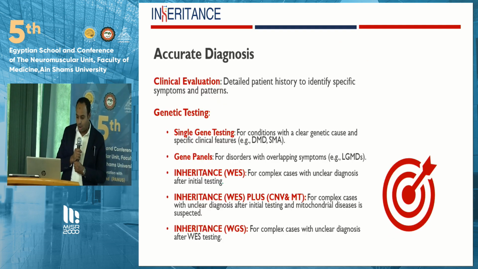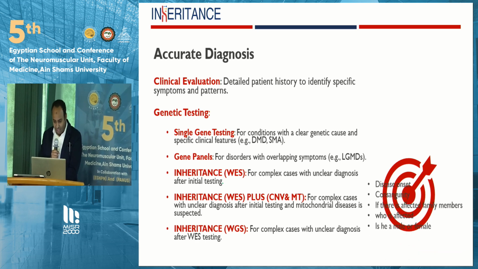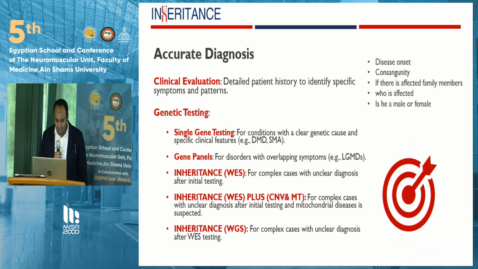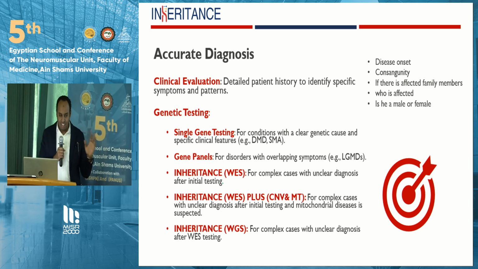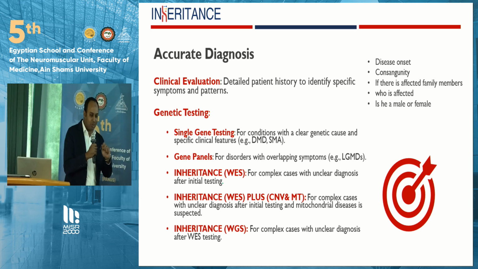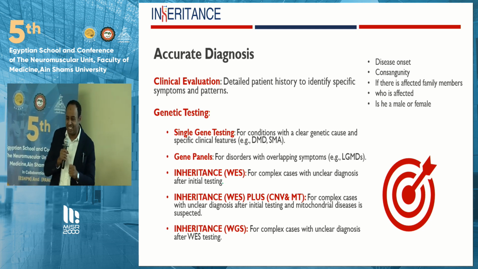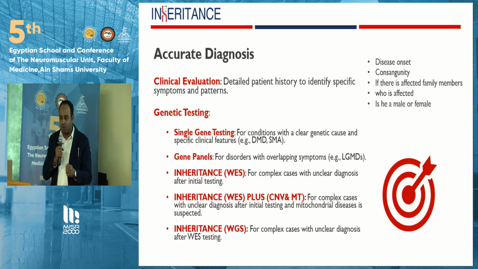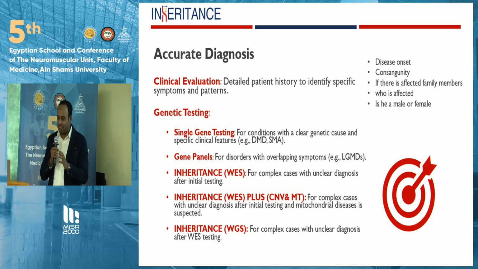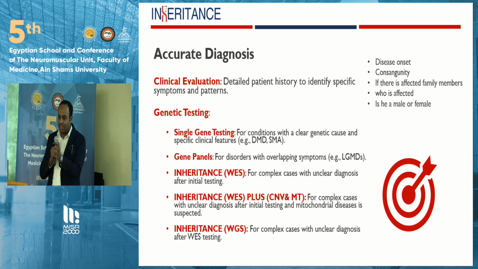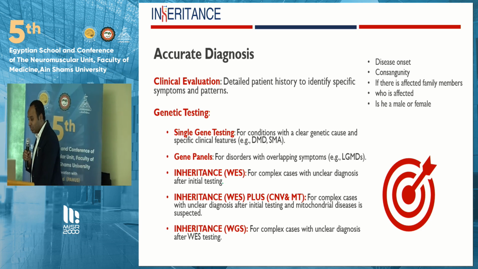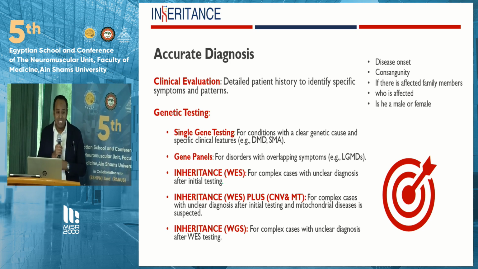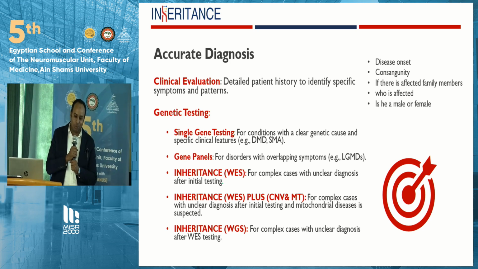Okay, so to have this accurate diagnosis, we have worked a lot to come up with a certain kind of 5 points. Kindly try to address them when you refer the patient. The first one is the disease onset. It's very, very important to know the disease onset, because there are a lot of genes, okay? And we can differentiate between those genes and the conditions based on the onset. The second thing is the consanguinity. Please kindly write the consanguinity if it is positive or negative.